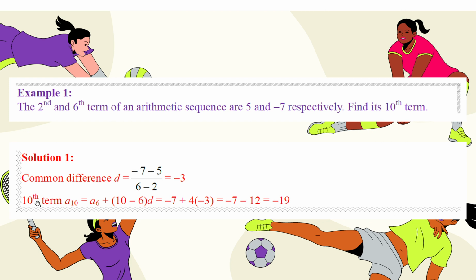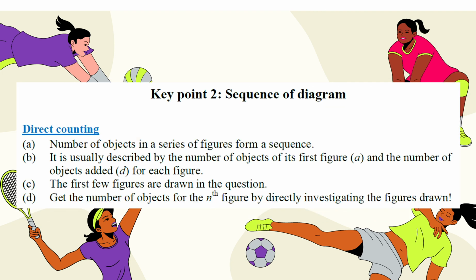So what is the 10th term? We start from the 6th term: 7, 8, 9, 10. We have to add 4 more common differences to it, and then it will be negative 19. Got it? Well done.